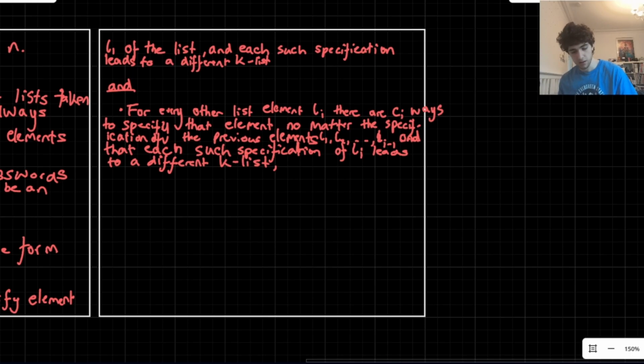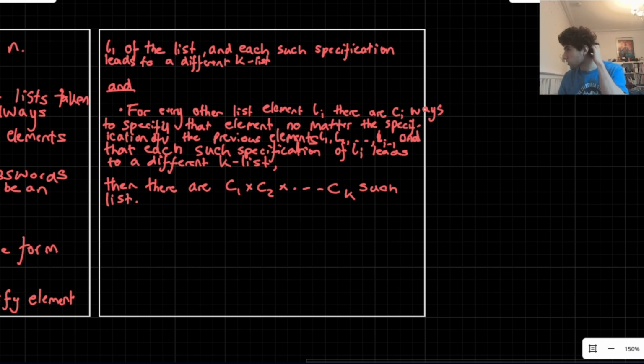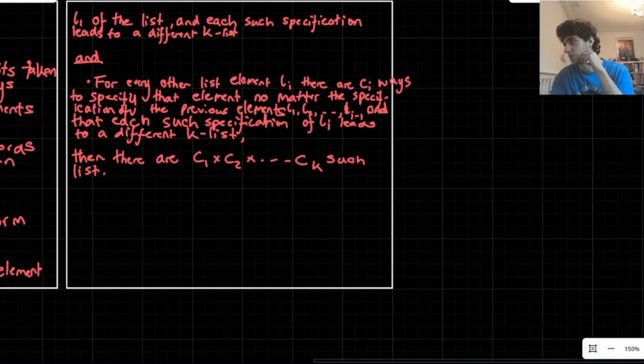Okay, then the entire point of the product principle is that it says if all of that stuff is satisfied, then the number of possible k-lists that we have is exactly C1 times C2 all the way up to Ck. And so this is sort of the idea, right? Especially with the password case, we use exactly this sort of principle.